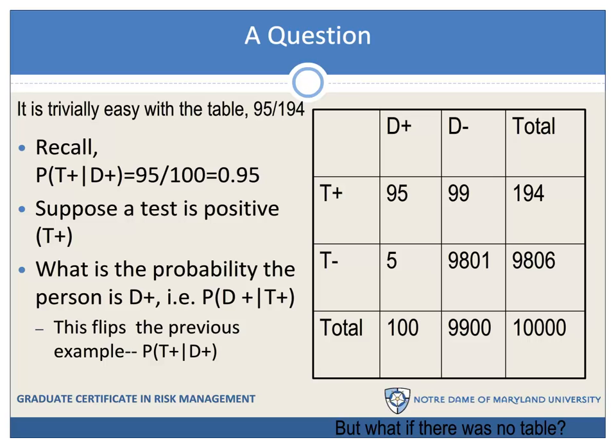That's less than 50%. That's about a 0.489. So the interesting thing is people who test positive for disease more often than not don't have the disease.